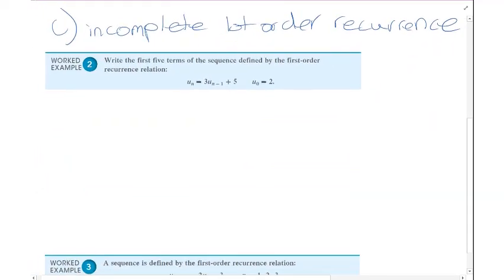Okay. Now, I'm going to go to worked example 2. Oh, that wasn't supposed to come up. So worked example 2, all right, this is where we've got a starting term. Let's actually write it. I'm going to write UN equals 3 UN minus 1 plus 5. Remember, this is previous, this is next term.